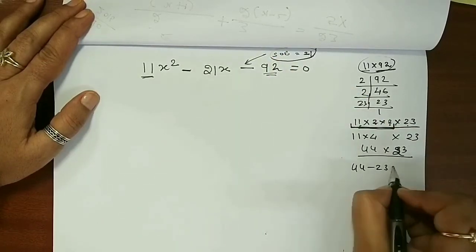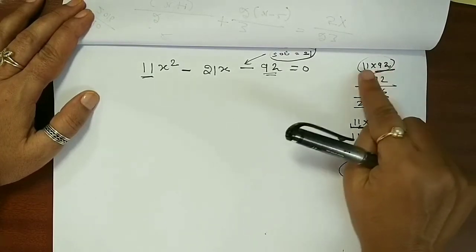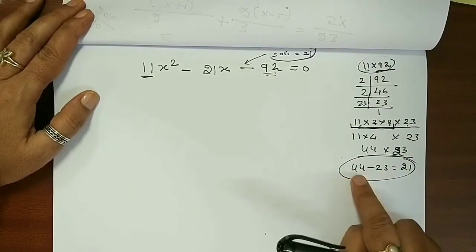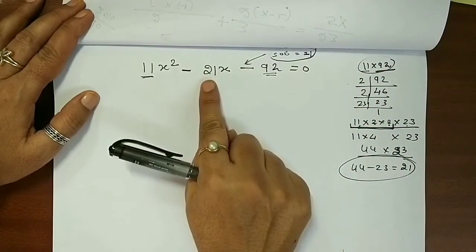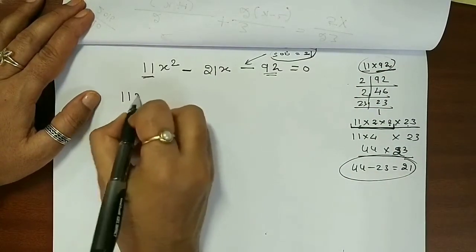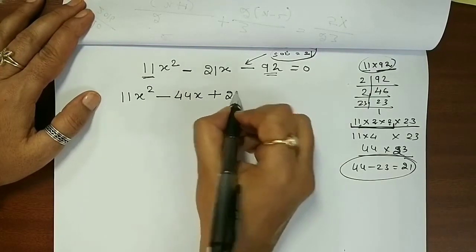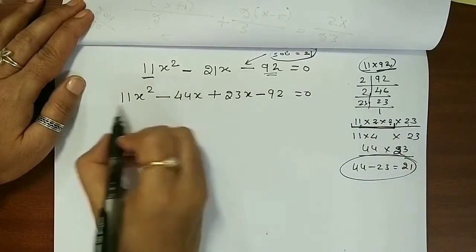See, 44 minus 23 is 21 and 44 into 23 is this thing, what I need. Okay, so I'm going ahead and using this. Please practice how to factorize to get the middle term. So I am getting 11x square minus 44x plus 23x minus 92 is 0.